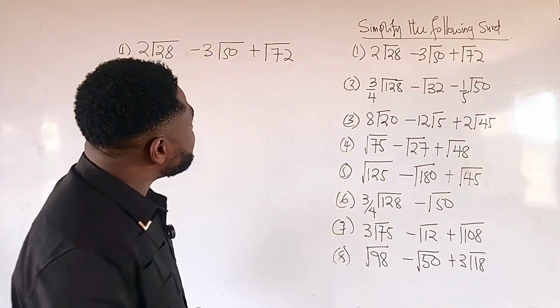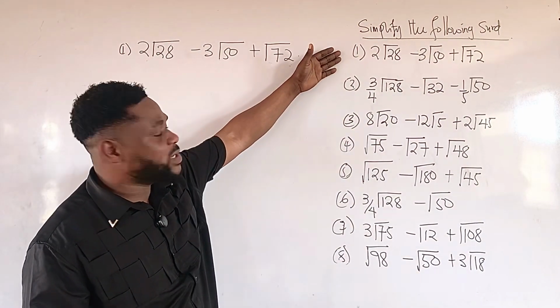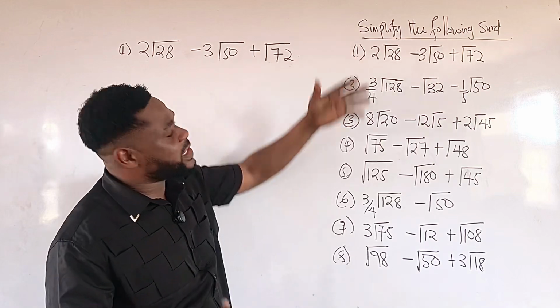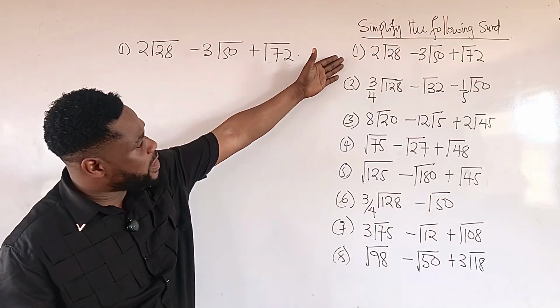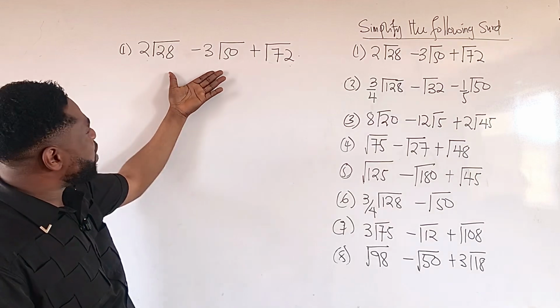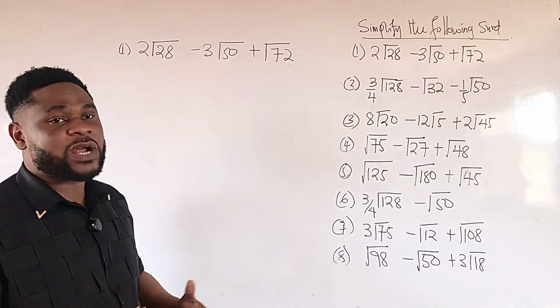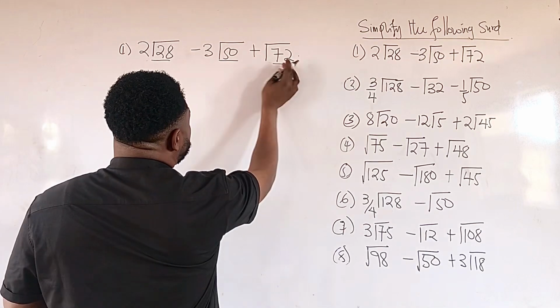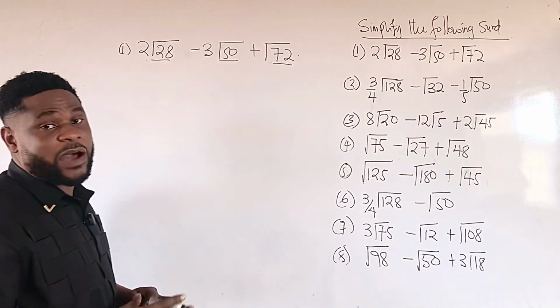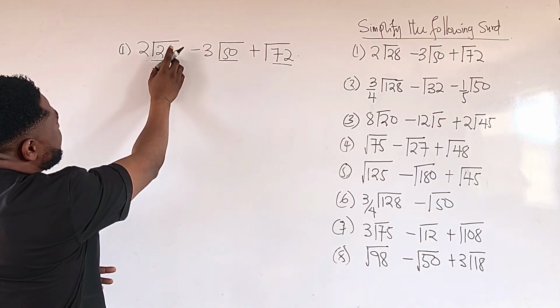We want to look at how we can simplify the following surds. This is about addition and subtraction of surds. Now let us look at question number 1. Before we can add or subtract, we need to make sure that our surds are reduced into their basic form. And how can we reduce them?